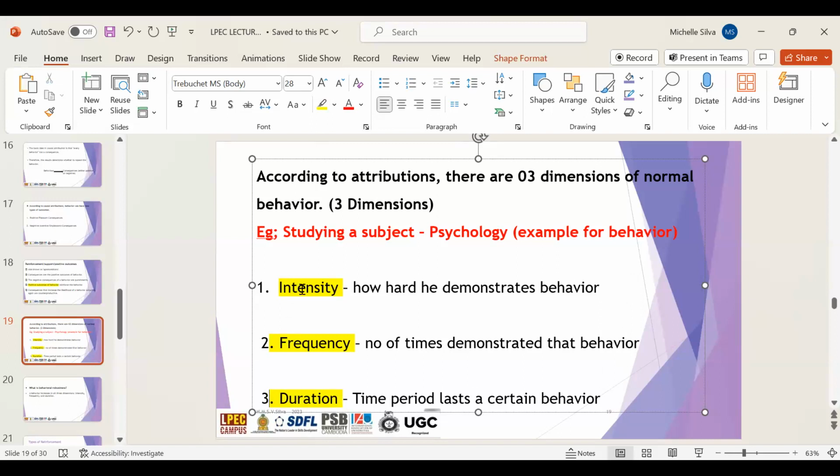Suppose intensity and frequency are there but duration is not, then we cannot tell that the behavior is very strong. So in order to demonstrate a certain behavior, from all these 3 aspects, a person should be sound.